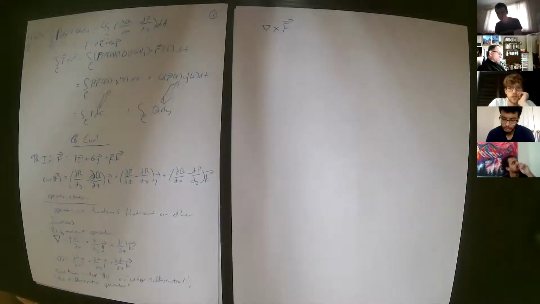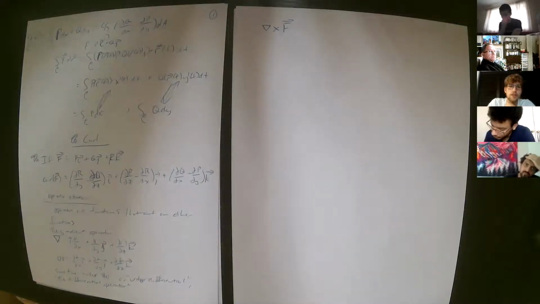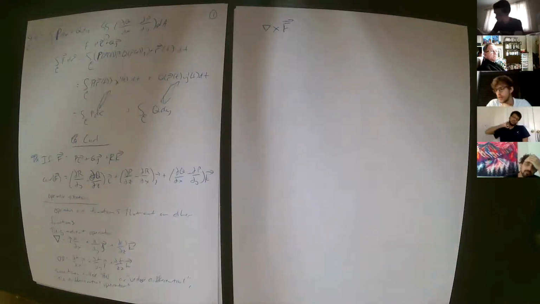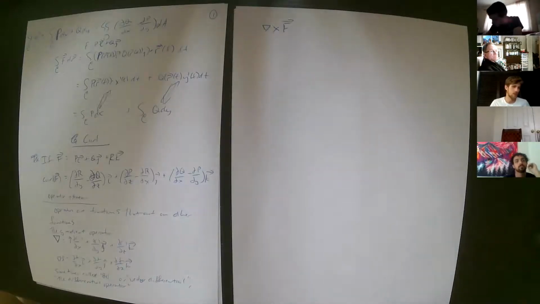I have a question. Yep. You're crossing an operator with a function? Yeah, I'll explain what that means in just a moment. But you can think of the output of the operator as a vector, is it not? So I should be able to take their cross product. That's a very reasonable question to ask.